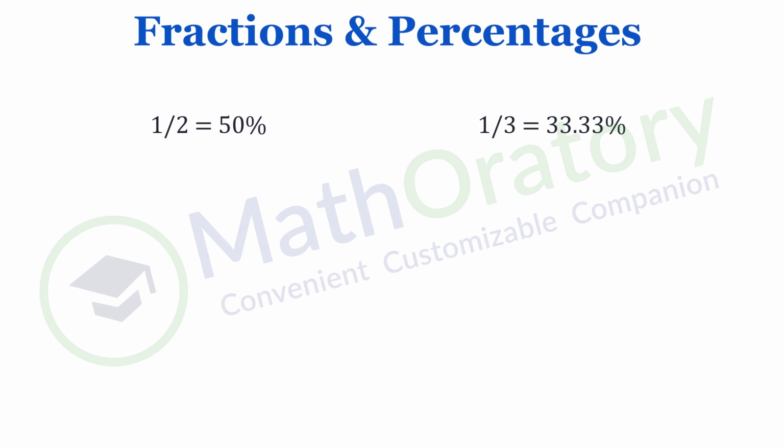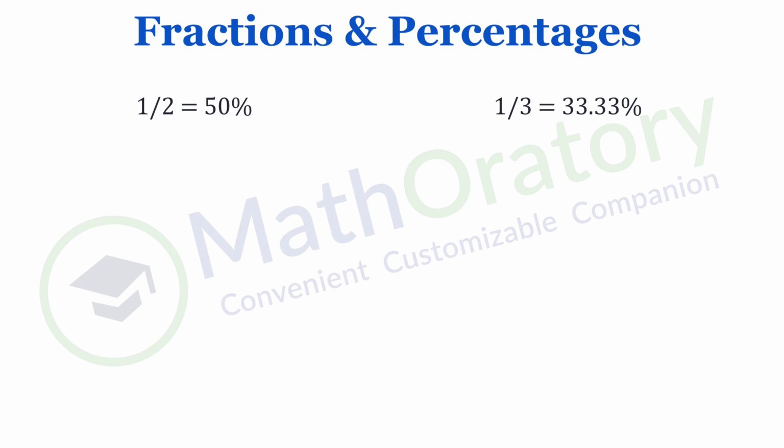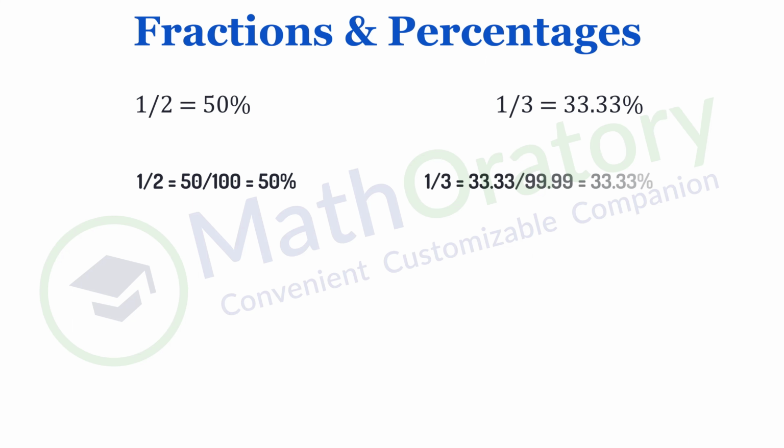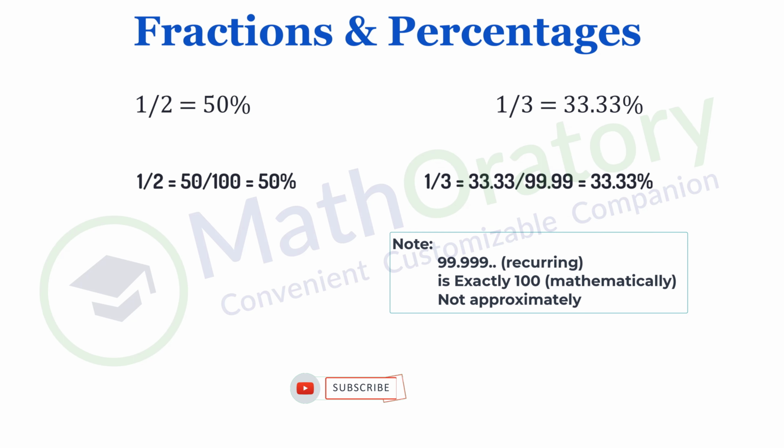See, if I say half is 50%, what do I mean? I mean half is 50 by 100, right? So what does percentage mean? The basic understanding is that it's out of 100, as simple as that. So 1 out of 2 is basically 50 out of 100, and hence it is 50%, right? Same thing with one third and so on.